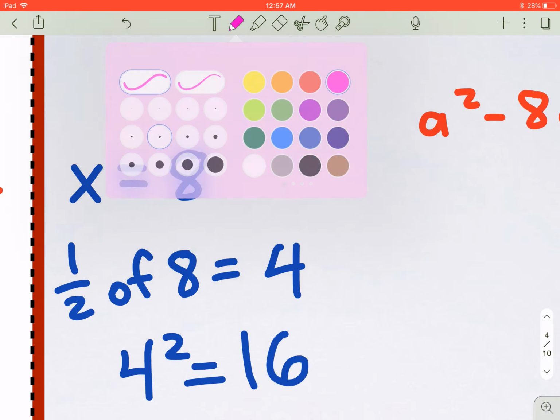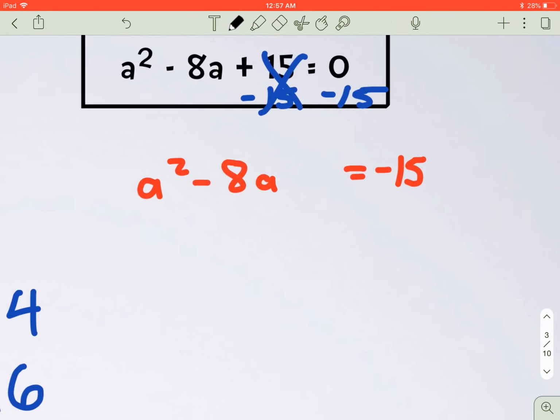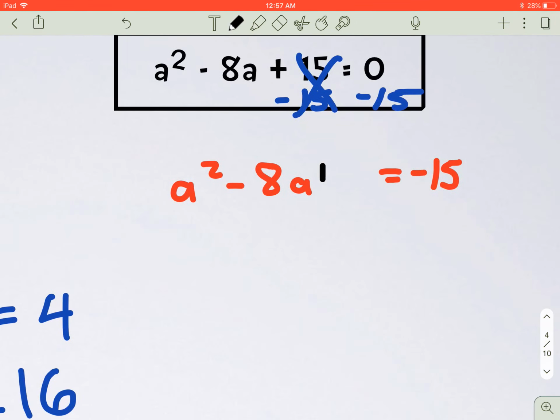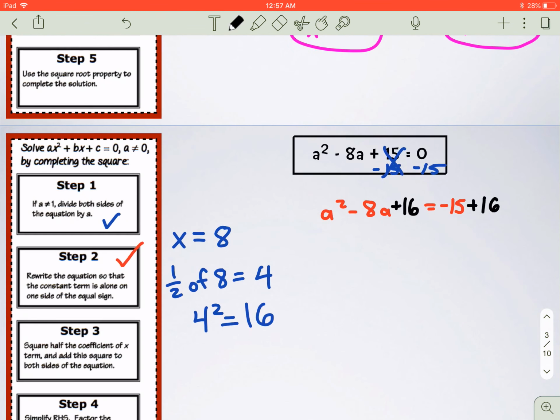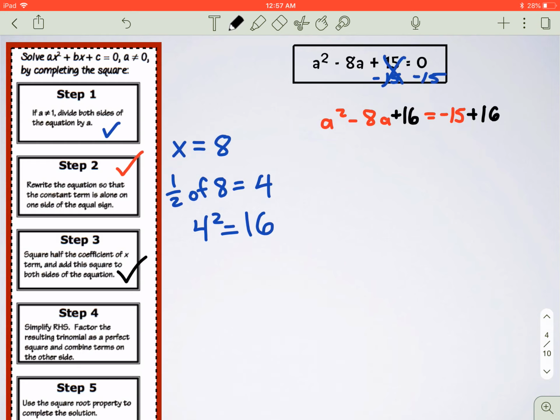So I am going to add 16 to both sides of my equation. So plus 16 plus 16. And that's step 3 done. I am doing that so, as step 4 says, I create a perfect square trinomial where my first term and my third term are both perfect squares. I can now factor that using the perfect square rules.